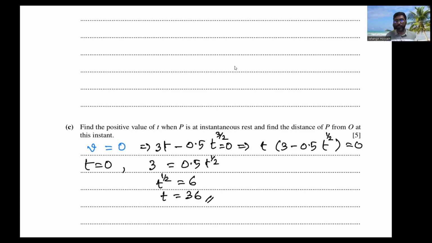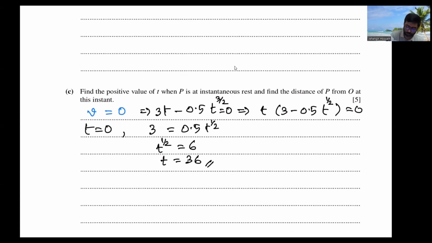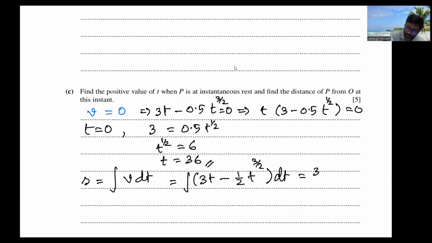Now you have to find the distance of P from O at this instant. To find the distance, you need the expression for distance, which is not given here. So first you need to find the expression for distance, which will be the integration of v. If you integrate v, we have s equals 3 by 2 t squared minus 1 by 5 t to the power 5 by 2 plus C.